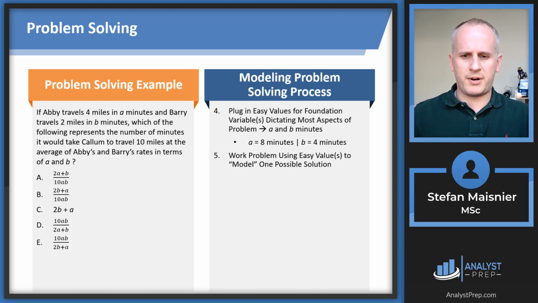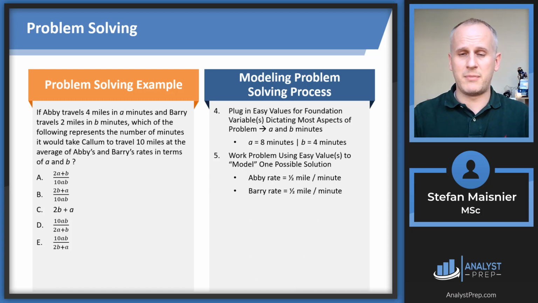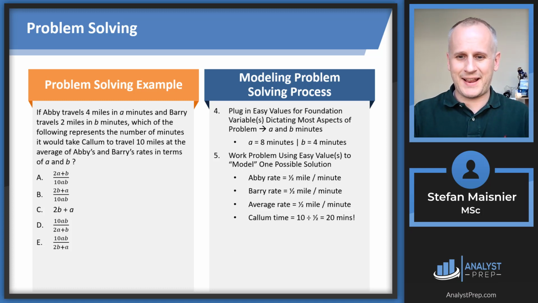So we're going to work the problem using these easy values to model one possible solution. We know that if Abby travels 4 miles in A minutes, that means half a mile a minute. Similarly, if Barry travels 2 miles in 4 minutes, that's also half a mile a minute, which means our average doesn't even need to be calculated because it's just half a mile a minute. Then we're trying to solve for how many minutes Callum will take to travel 10 miles. That's just 10 divided by that half mile per minute, which is 20 minutes.